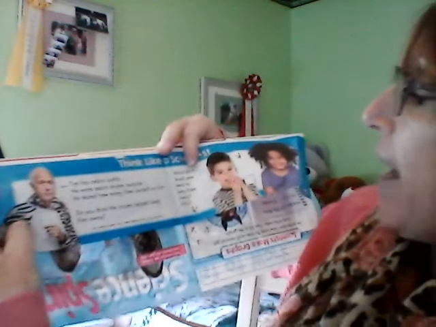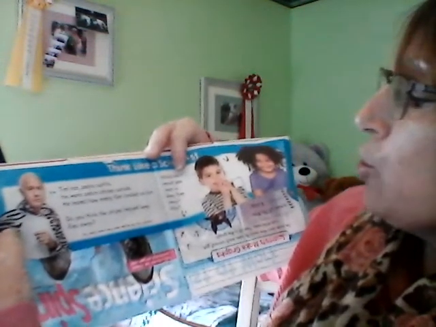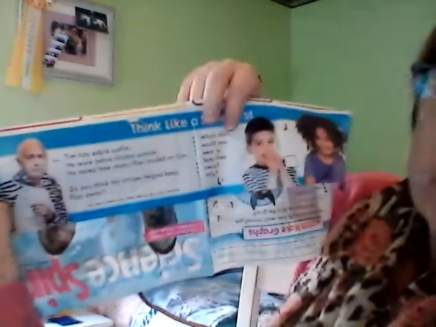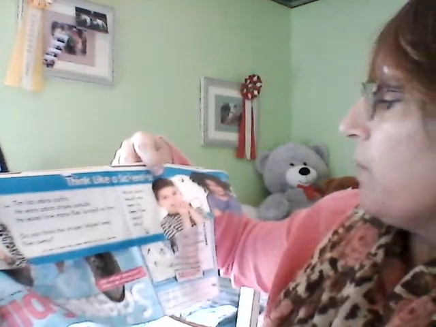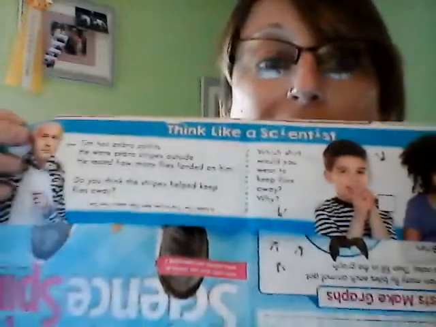So, let's think like a scientist. Here's Tim. Tim has zebra outfits. He wore zebra stripes outside. He tested how many flies landed on him. Do you think the stripes help keep the flies away? Which shirt would you wear to keep flies away, and why? Would you wear the striped one, or the solid one? Well, according to his documentation and his findings, I would give the striped shirt a try.